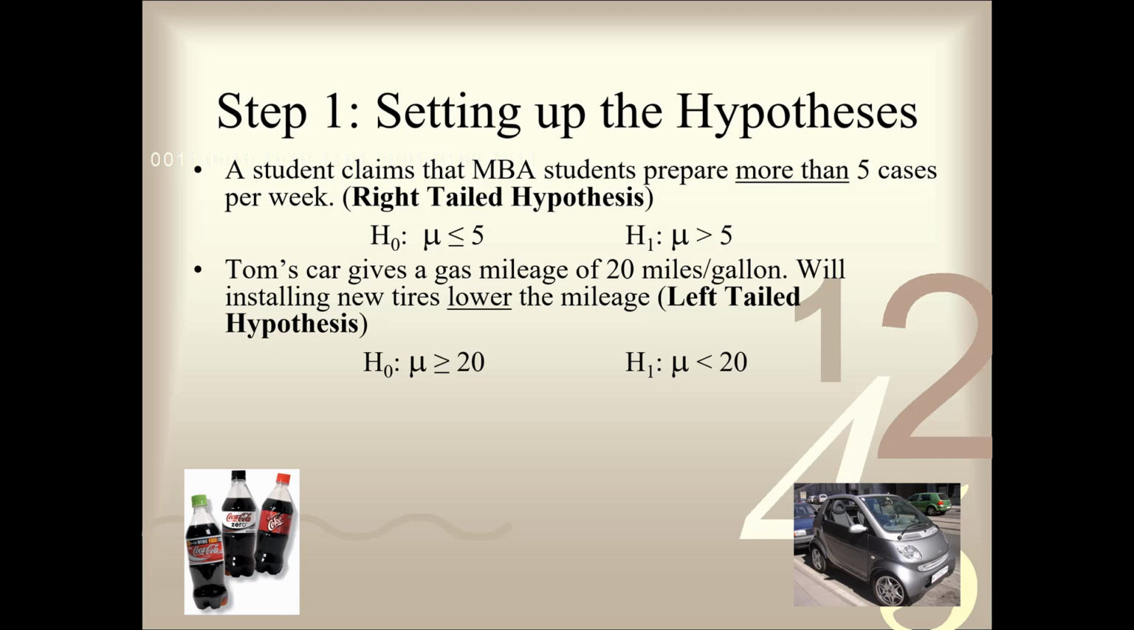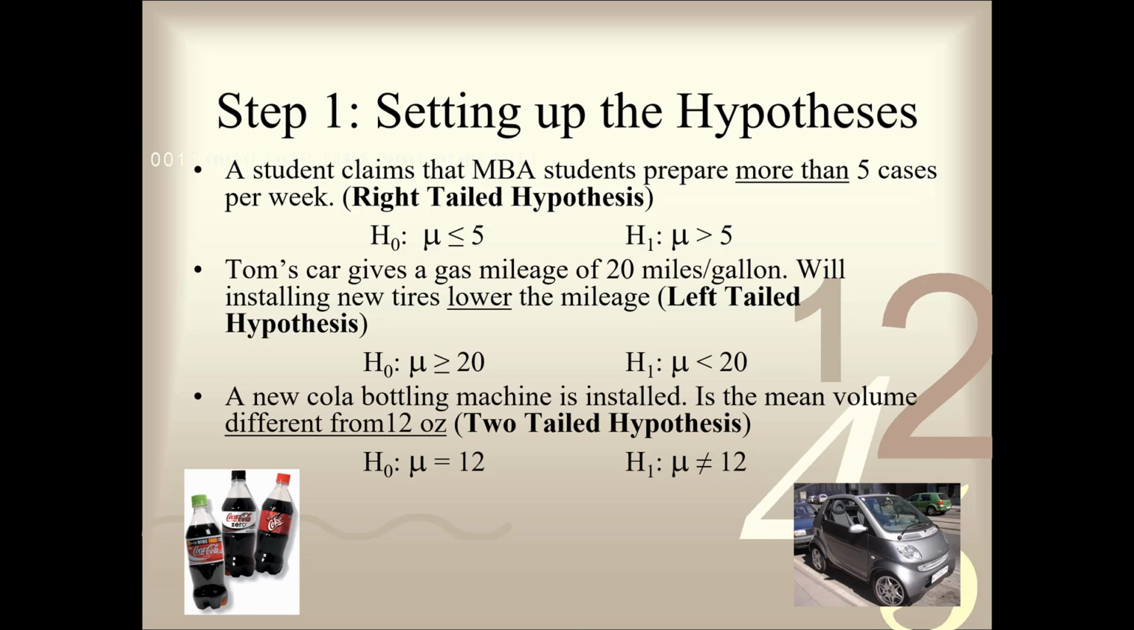But notice also I'm using population symbols. Mu is the population symbol for mean. I've got 20 in both of the hypotheses, because that's what I'm trying to prove or disprove, that it's lower than 20 or equal to 20 or above 20.